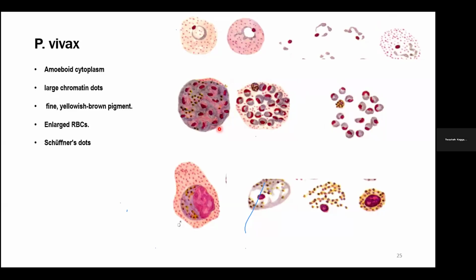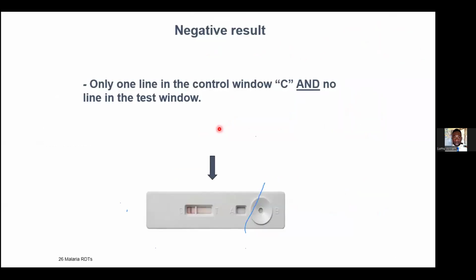Now, if you understand those distinguishing features, you can make a good report of malaria using a microscope. But before we reach the report of malaria using a microscope, let us first see how we report malaria RDTs. For malaria RDTs, we report one of 3 results.